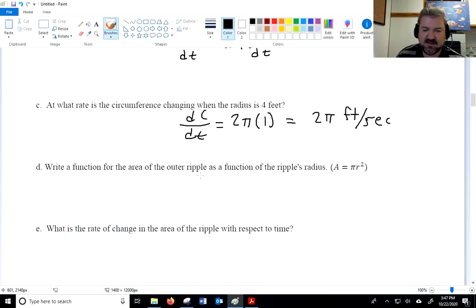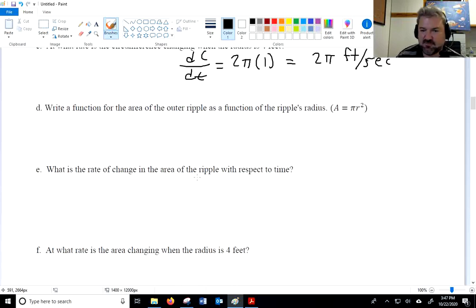All right, well, let's take a look at the area. Let's write a function for the area of the outer ripple. And again, I like to write this down so you're not surprised when you see it. The AP exam does give you most all the formulas that you need right there on the side of these problems. So area is equal to pi r squared. Then the rate of change in area would be dA/dt equals 2 pi r dr/dt by the chain rule. Isn't that interesting how the area of a circle's derivative is the circumference times dr/dt?